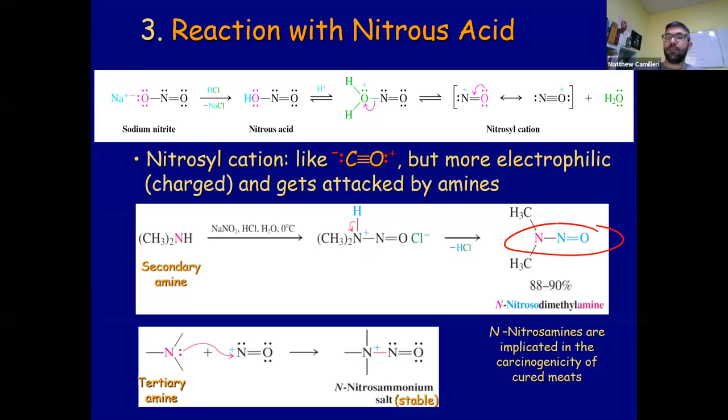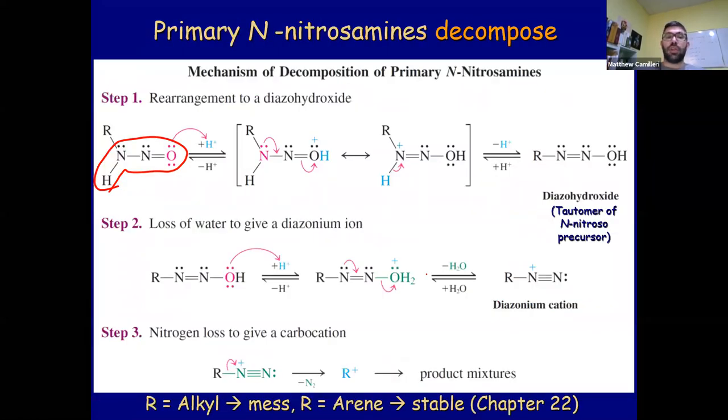This one. And here you have the salt. So in the secondary amine, you can protonate the oxygen, but once you protonate the oxygen, you cannot then deprotonate to form the diazo hydroxide. This step would not be possible. That step would not be possible. Okay? So that's why I'm telling you, you need to keep it in mind.